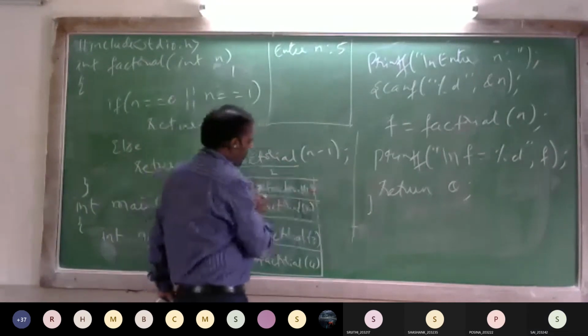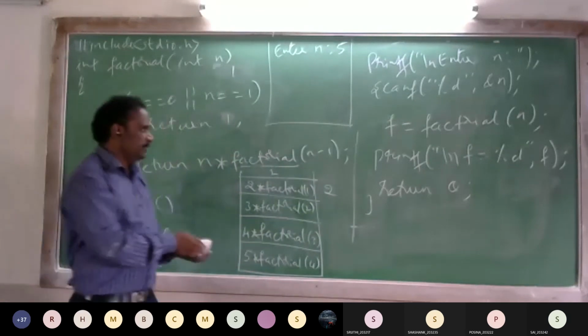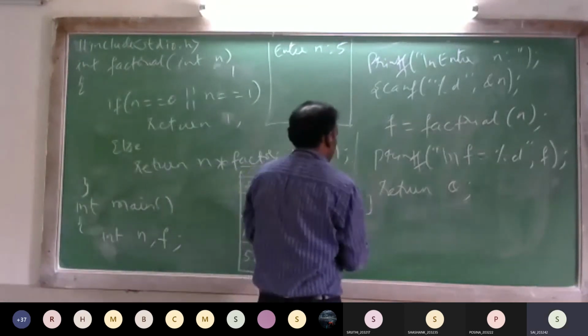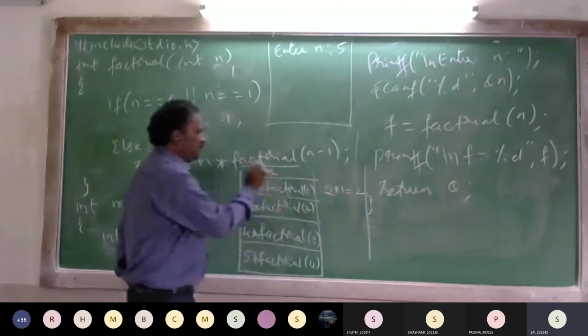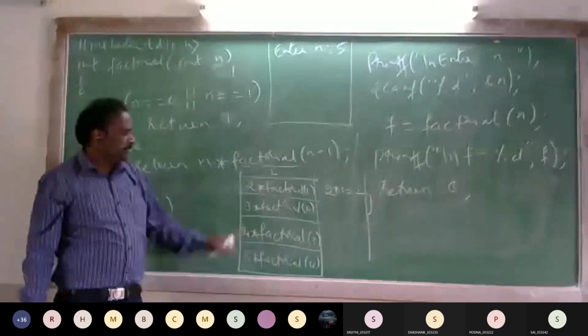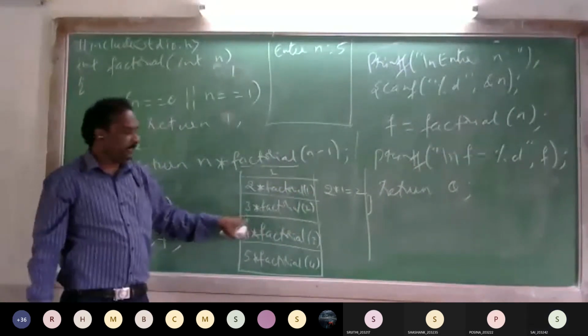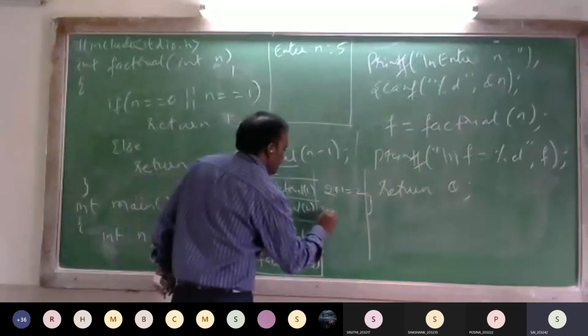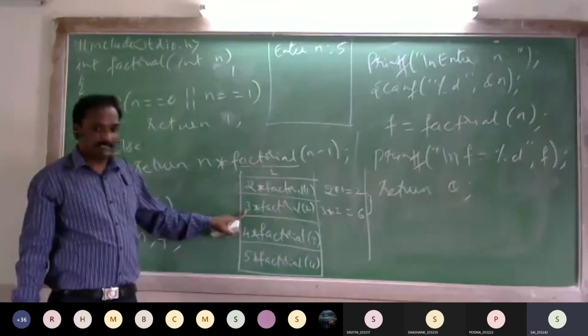So now what is factorial of 2? 2 into 1. What is 2 into 1? 2, because we know that factorial of 1 is 1. Now what is this 2? The factorial of 2 value is used here to calculate the factorial of 3. 3 into 2. What is 3 into 2? 3 into 2 is 6.